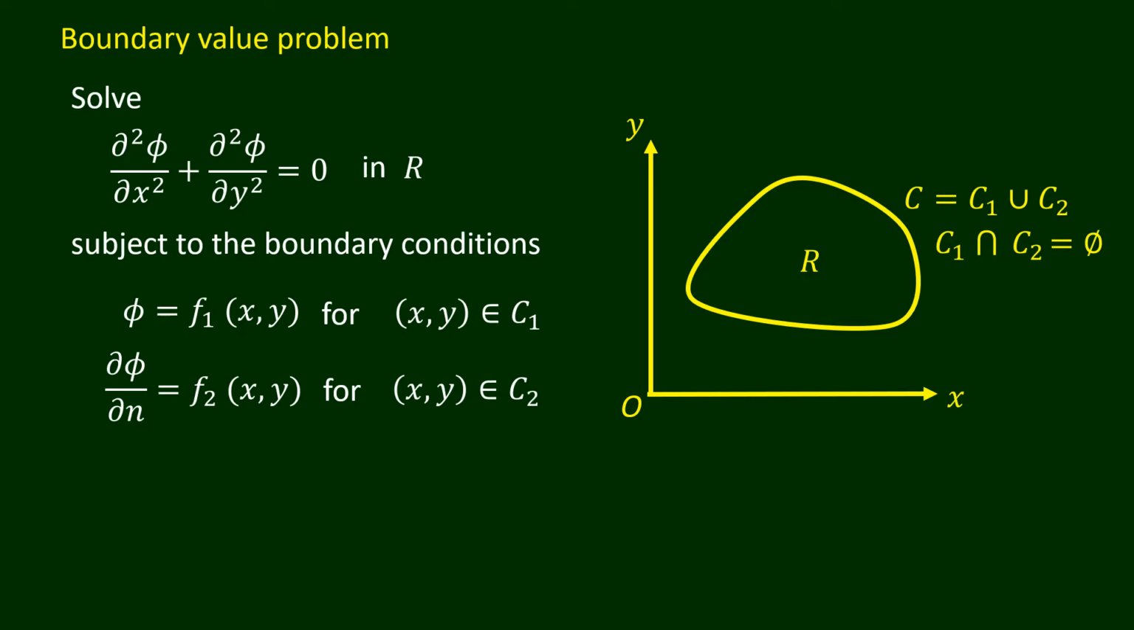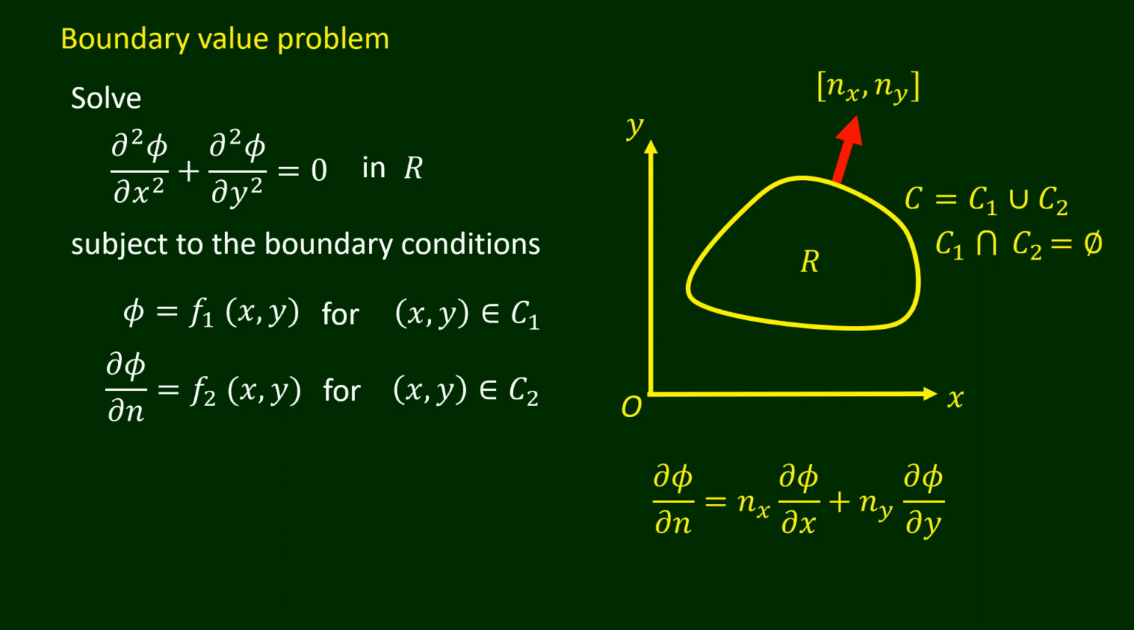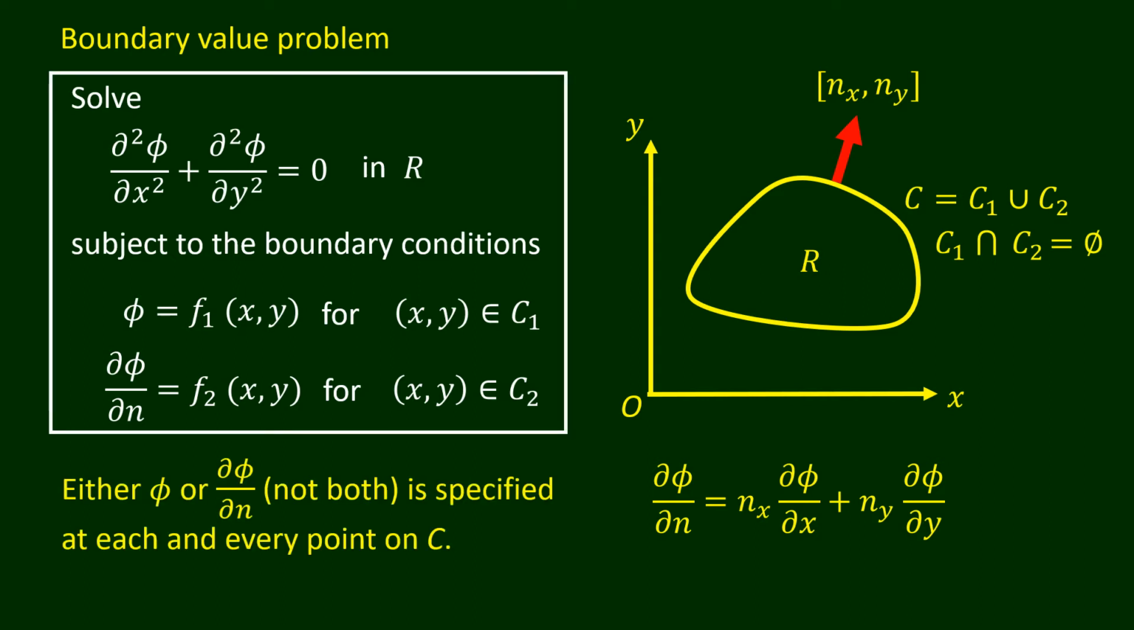The normal derivative, ∂φ/∂n on C, is defined by ∂φ/∂n = nx ∂φ/∂x + ny ∂φ/∂y, where nx and ny are, respectively, the x and y components of the unit vector that is normal to C, and points out of R. Note that nx and ny may vary from point to point on C. Either phi or ∂φ/∂n, not both, is specified at each and every point on C. At a given point on C, if phi is known, then ∂φ/∂n is unknown, or vice versa.